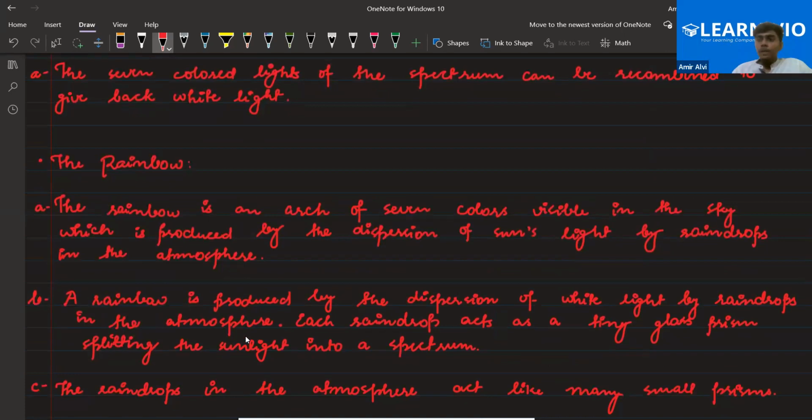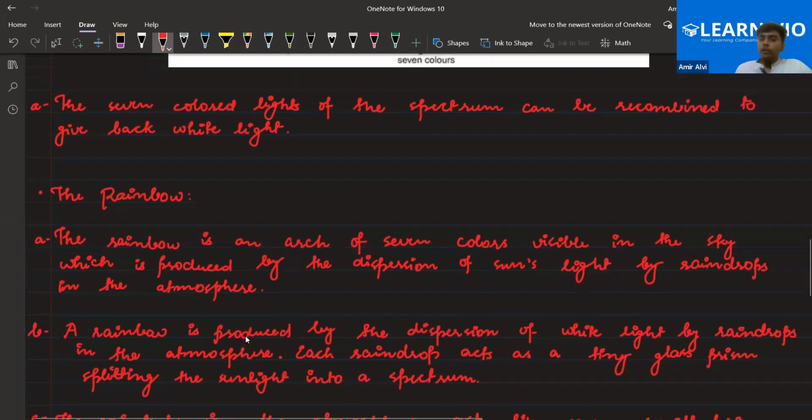We observe the rainbow just after the rain in the hilly areas or maybe just near the waterfall, right? Because in the area around the waterfall, the water particles are very fine and are suspended in the air for a longer amount of time, right? So the light rays refract from it and form a rainbow, right? So rainbow is an arc.